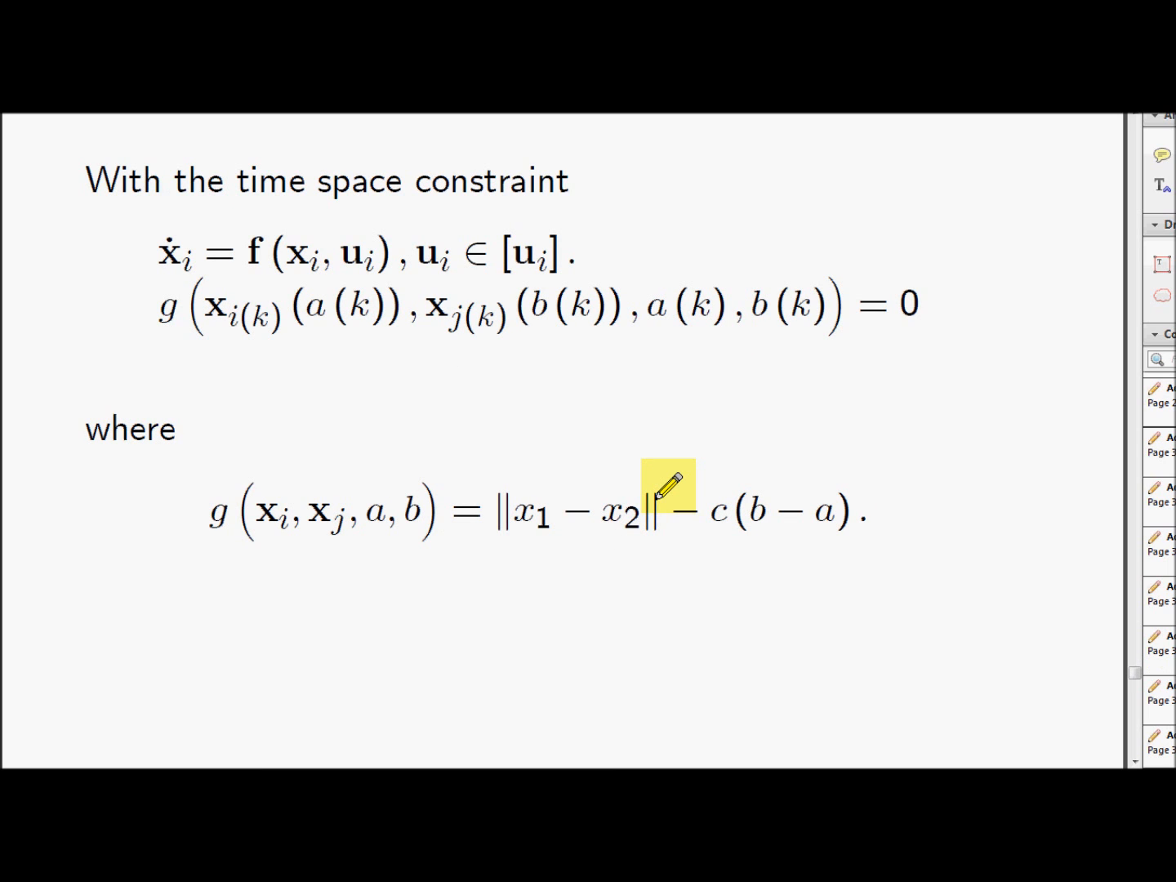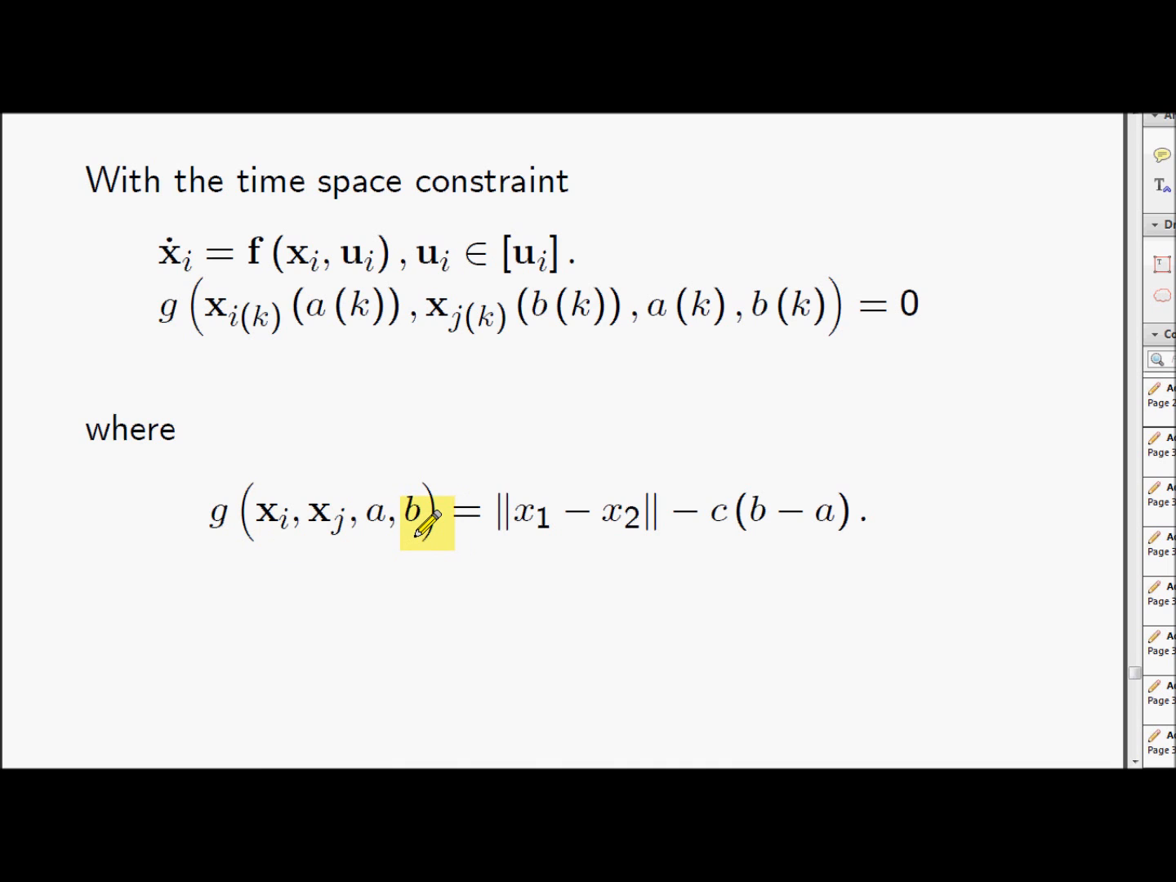So for each robot, I have a state equation, but I also have a time-space equation, which links the state x of robots i and j at different times A and B. Here it is the big constraint k, which corresponds to the Minkowski distance between the positions at times A and B. So it corresponds to this function, which depends on x, A and B.